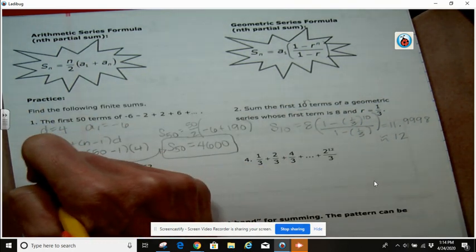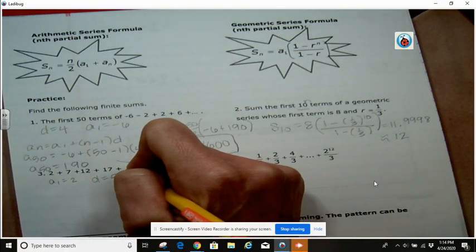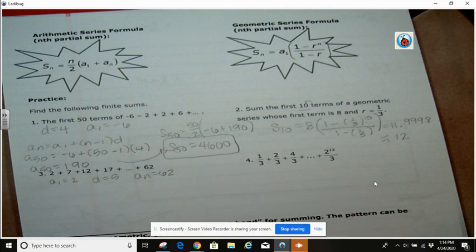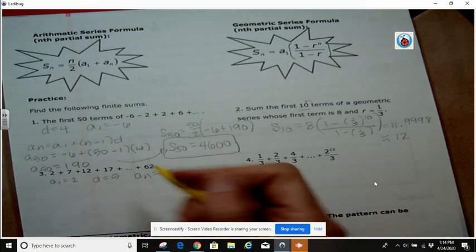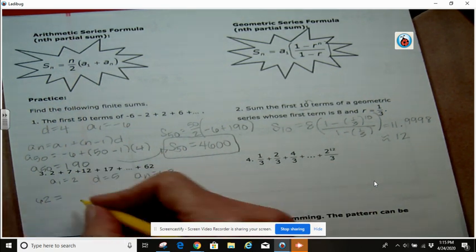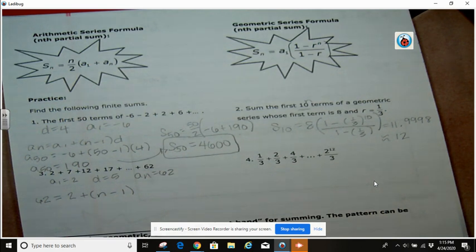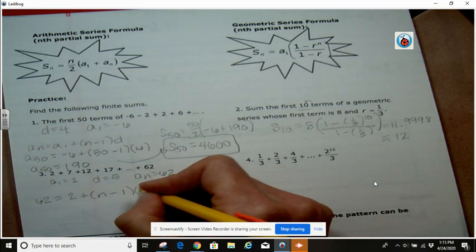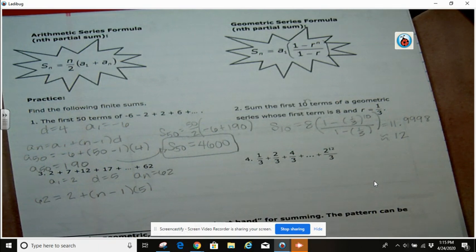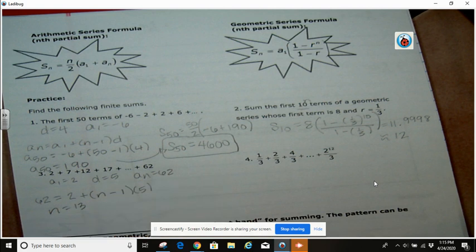So right now we know a sub 1 is 2. We can see that the common difference is 5. And we can see that a sub n, the last term, is 62. We just don't know which number term 62 is. Is it the 10th term? Is it the 20th term? What is it? So we're going to use this sequence formula. We know that a sub n, the last term, is 62. We know the first term is 2. We're trying to figure out which term 62 is. We know the common difference is 5. So using that formula, you can solve that and find that n equals 13.